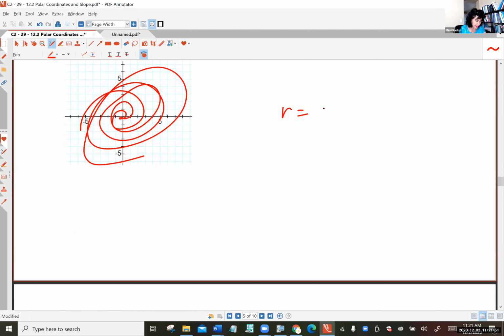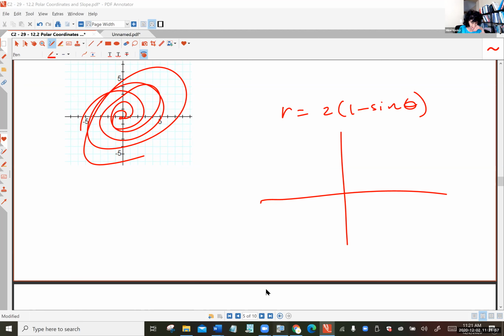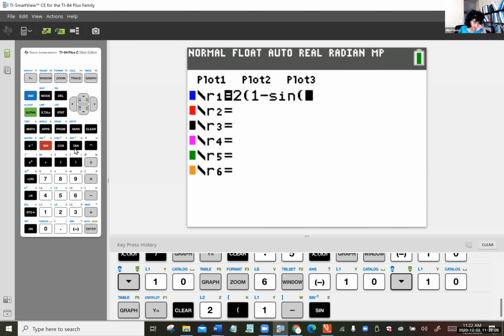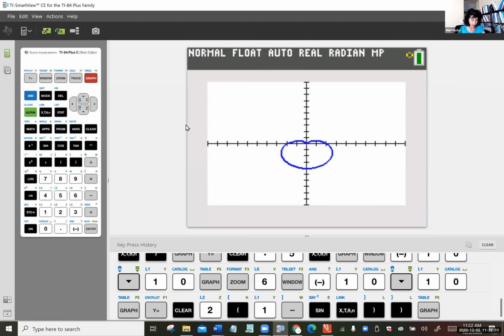Try looking at 2 times (1 minus sine theta) here real quick. Watch what that one looks like. Okay, when you graph this, it doesn't have a loop-de-loop.